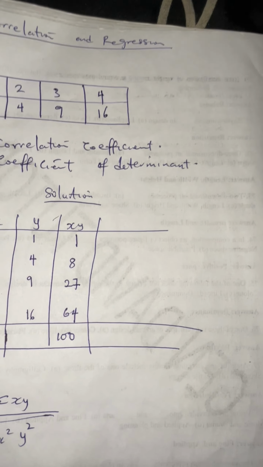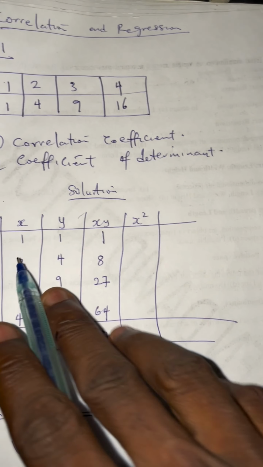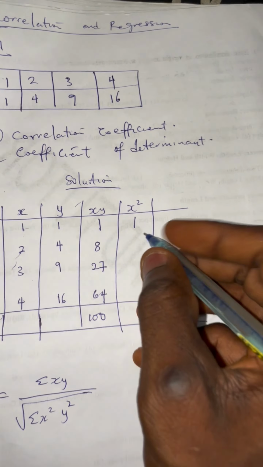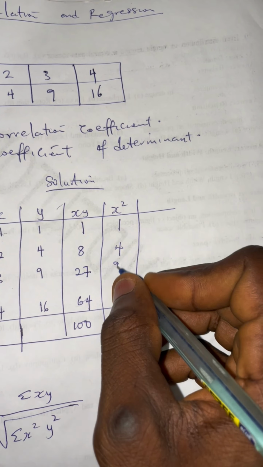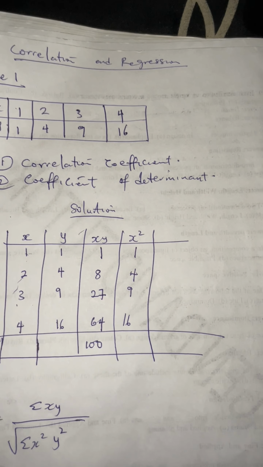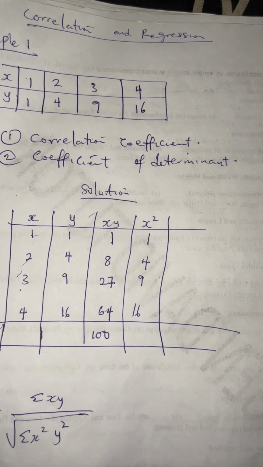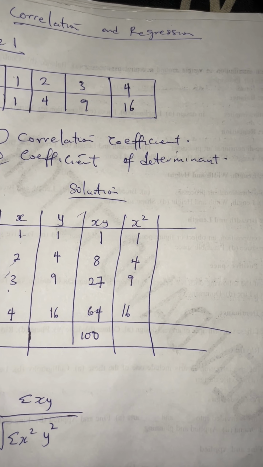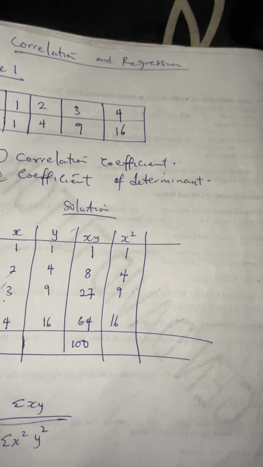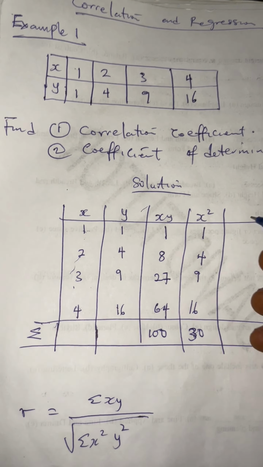Now we need x square. X square means the square of this x. 1 square gives us 1, 2 square gives us 4, 3 square gives us 9, 4 square gives us 16. Now, what is the summation of this x square? You have 1 plus 4 plus 9 plus 16, and you have it to be 30. So this one is 30.